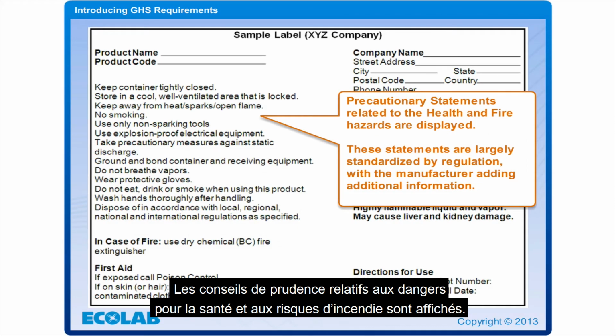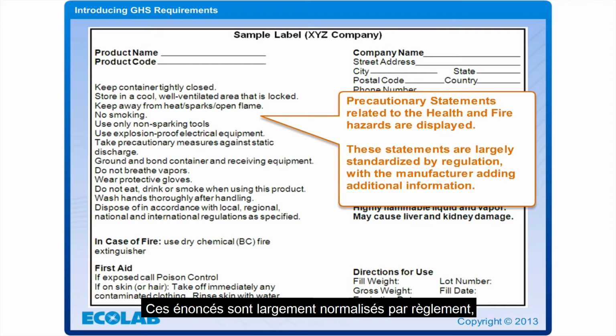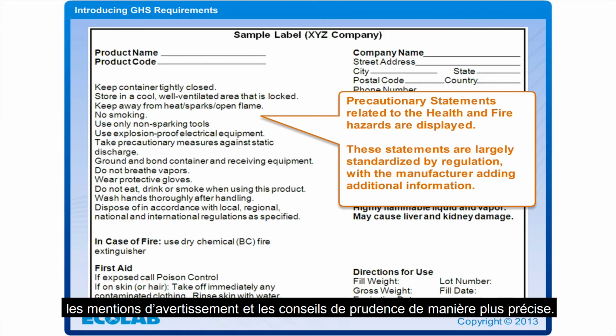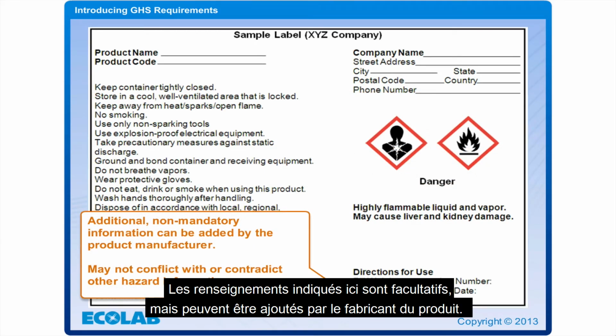Precautionary statements related to the health and fire hazards are displayed. These statements are largely standardized by regulation, with the manufacturer adding additional information. These statements basically explain the pictograms, signal words, and hazard statements in more detail. This information here is not mandatory, but can be added by the product manufacturer.